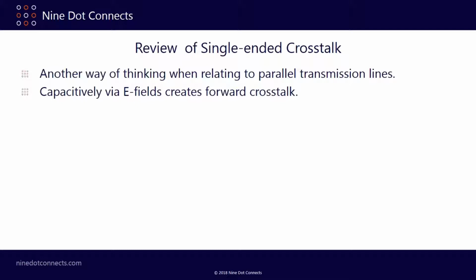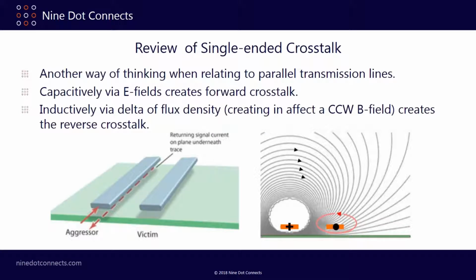Two plates separated by a dielectric. So if I have a positive charge on my aggressor trace, I'm going to create a negative charge on the victim trace via those electric fields. But we also have inductive coupling via the change in flux density. So let me look at this diagram over here on the right, using common notation where the plus sign is looking at the back of the arrow going into the presentation, so the current is flowing away from us. You're going to create magnetic lines of flux in a clockwise direction around your aggressor trace.